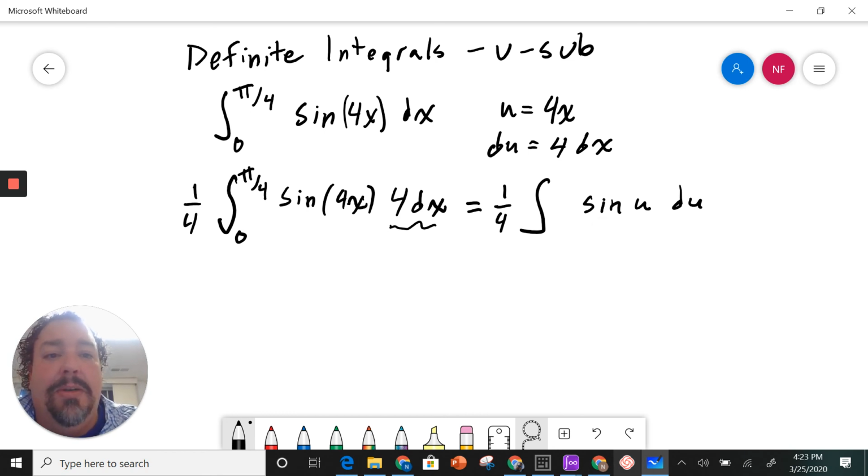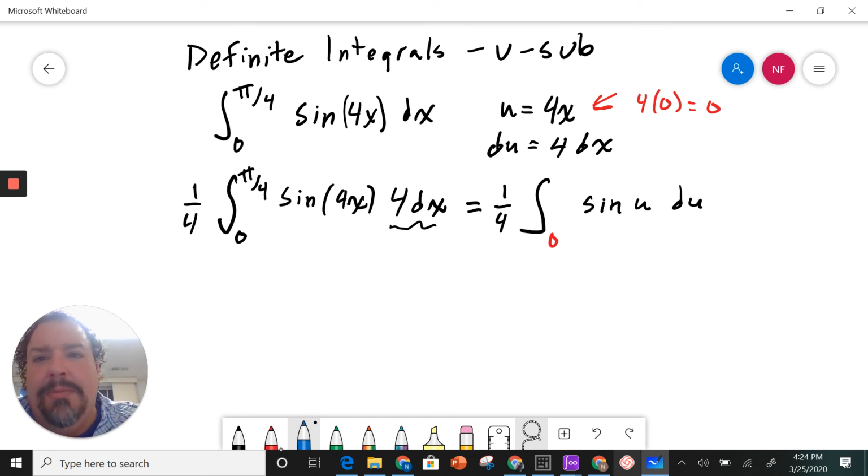Now, the biggest thing you need to worry about is changing the bounds. The original goes from 0 to pi over 4, but that was in terms of x. So what we want to do is plug these into this right here. If I take 0 and plug it in here, I would have 0 times 4. Well, of course, that's still going to be 0. So that's my new lower bound, although it hasn't changed.